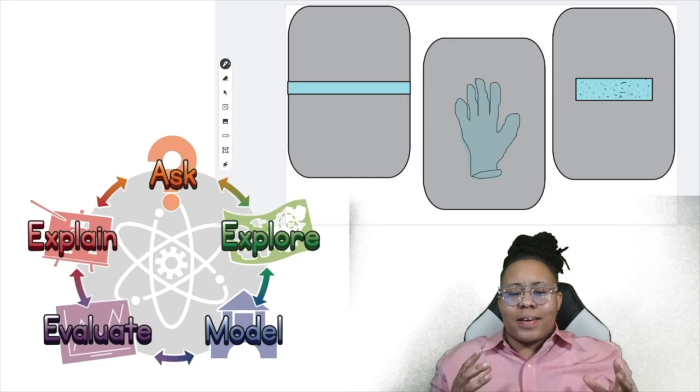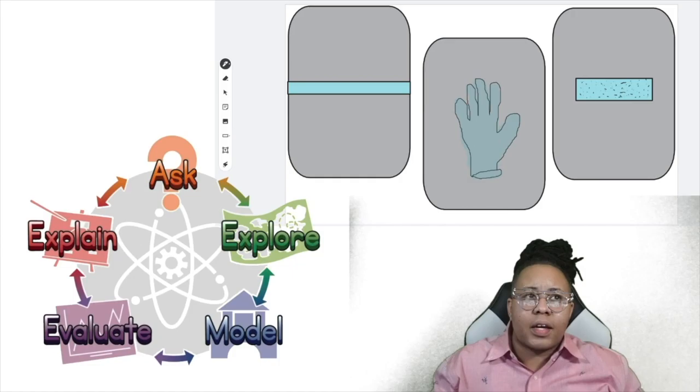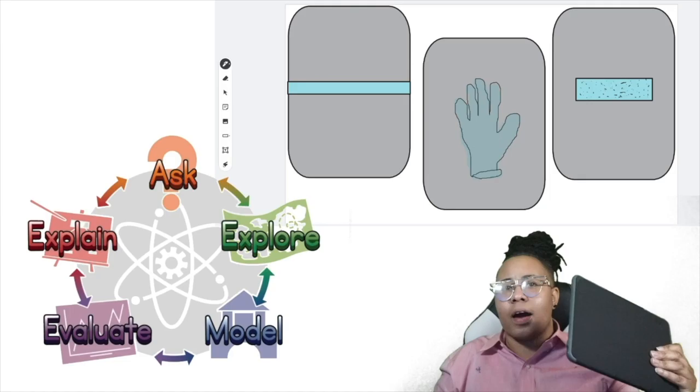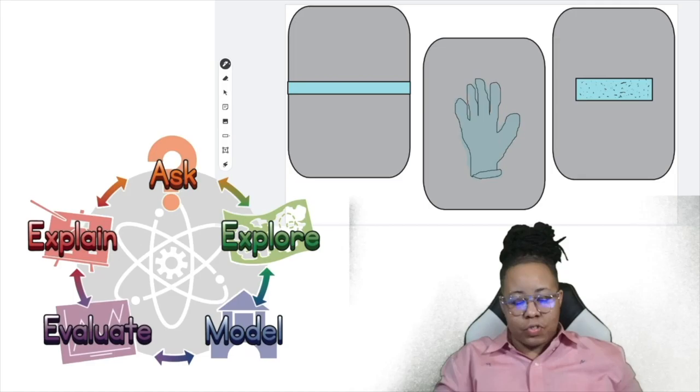So today, we're going to take a look at how we can use this same design process to solve problems in our lives. Now, if you remember last week, we started out by identifying a problem in our life that we felt we could come up with a solution for.